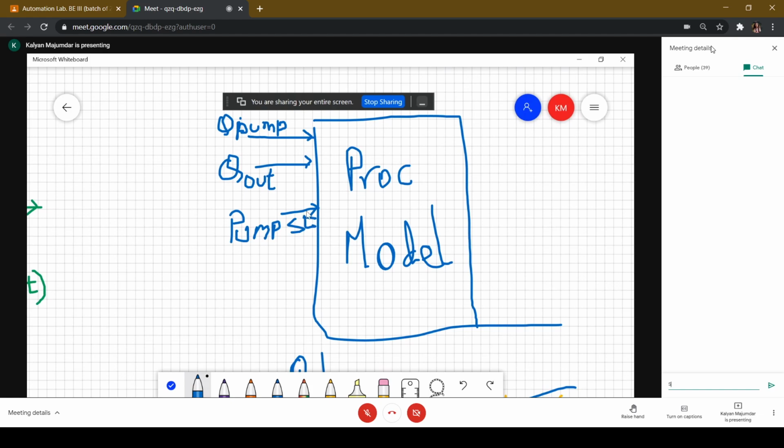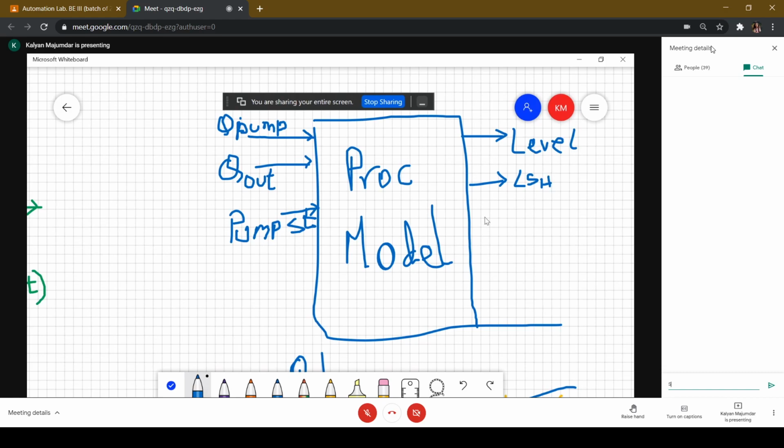This is determined by a controller that you developed in the earlier class or will be developing. Pump is on or off, that is decided by a controller. Basic inputs. What are the outputs? The first output that is expected is level. Second is level sensor high.